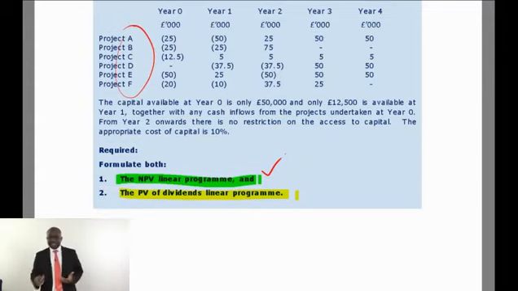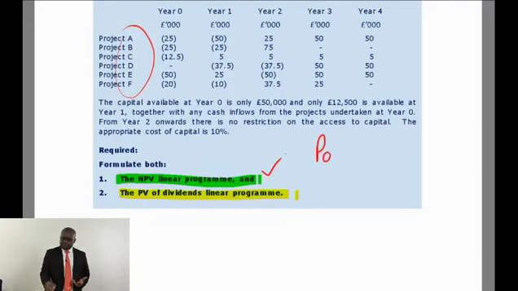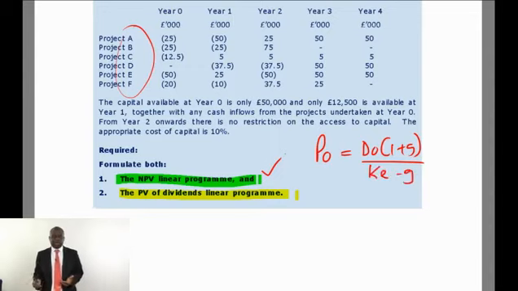Because as we learned in F9, according to the dividend valuation model, your company share price should be equal to D0 (1 plus the growth rate) divided by the cost of equity minus the growth rate. So the more cash flows I will be able to make available to pay dividend here, the more the market value of the share is going to be. And if the objective is to maximize the shareholders' wealth, then obviously the moment we increase the share price, we have increased the shareholders' wealth.